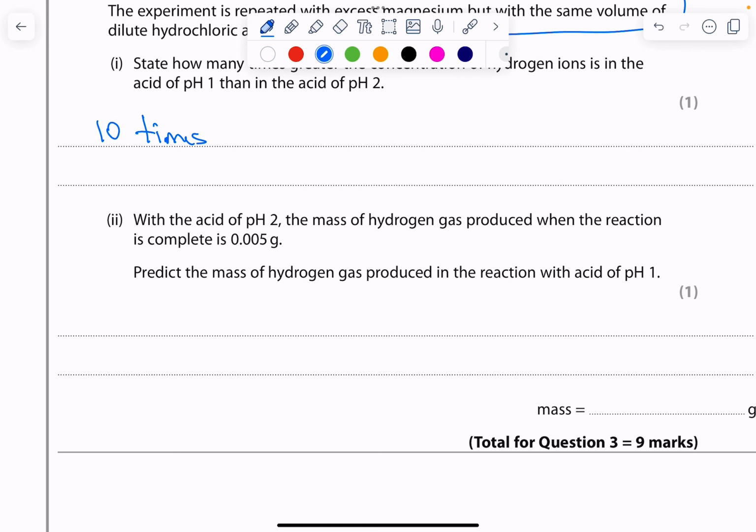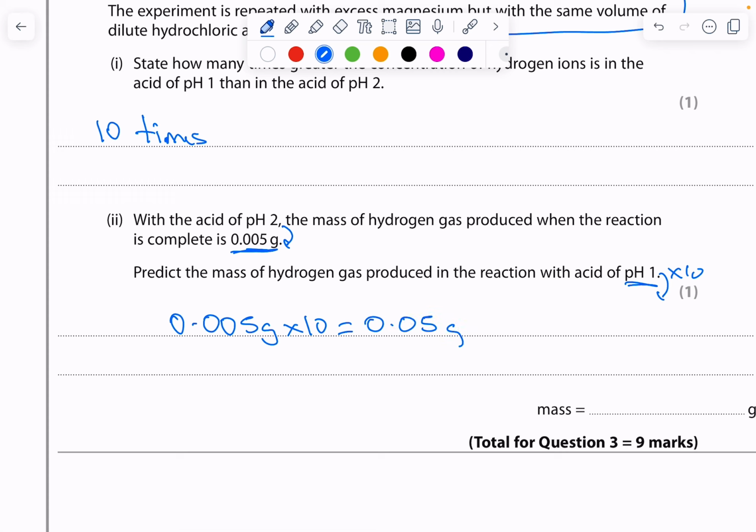And it says when the pH 2 acid reacted, it produced this much hydrogen. Predict the mass it produced with pH 1. So pH 2 is going to make that. We said that this means there are 10 times the amount of hydrogen ions, so therefore I'd expect to have 10 times this mass. So that was how much we had. I'm going to times that by a factor of 10, and that's going to give me 0.05 grams as my prediction.